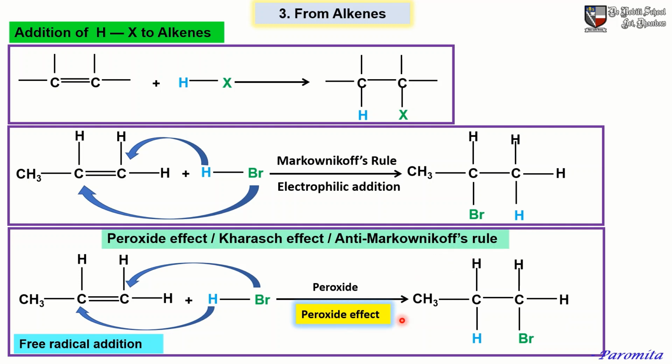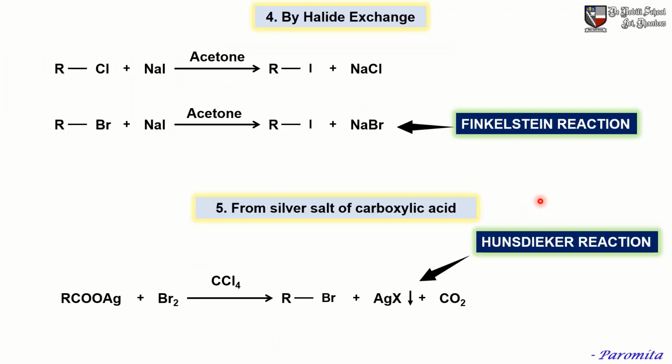Now this peroxide effect or Kharash effect or anti-Markovnikov's rule follows free radical addition. Always remember that this anti-Markovnikov's rule is applicable only in case of HBr. It will not be applicable in case of HCl and HI.